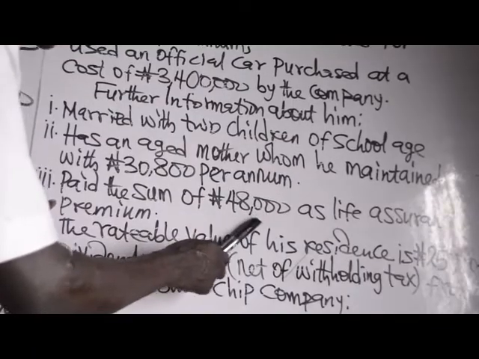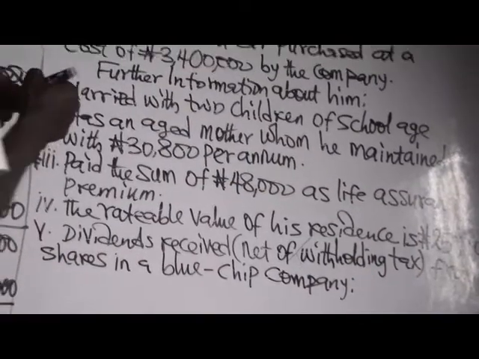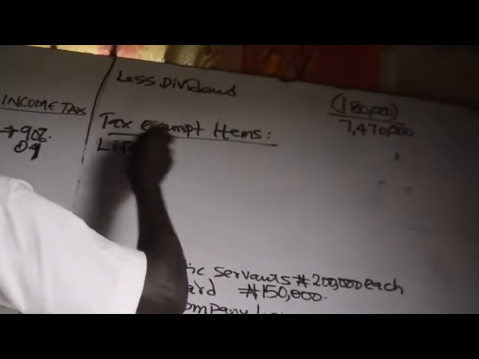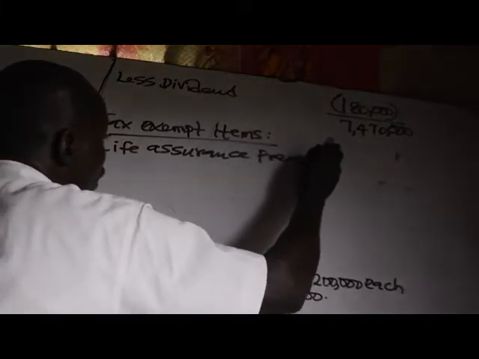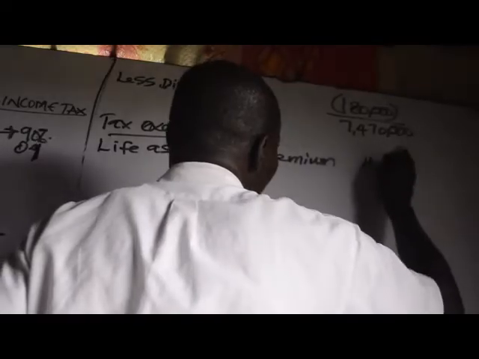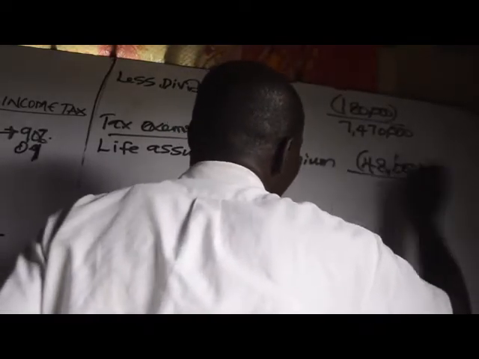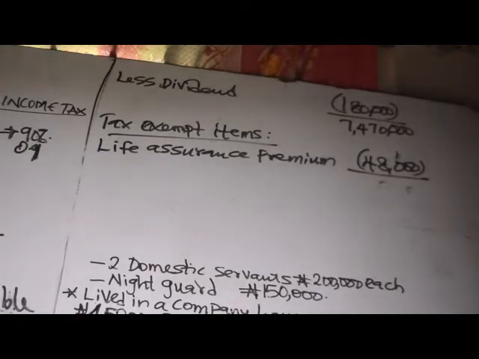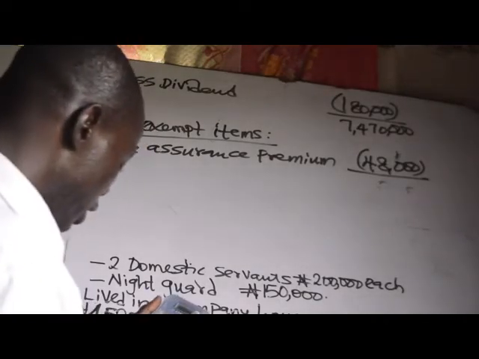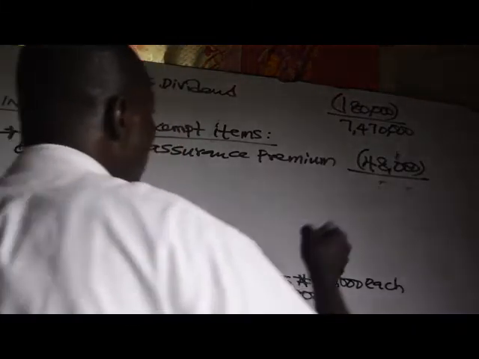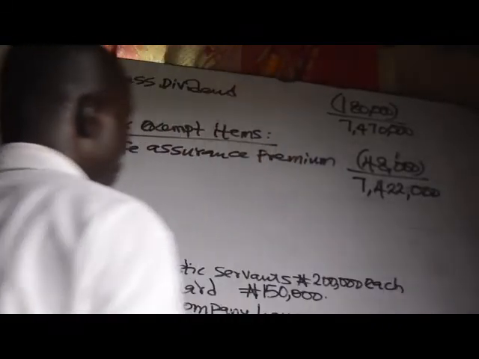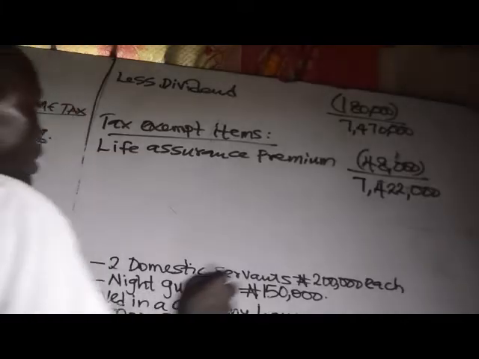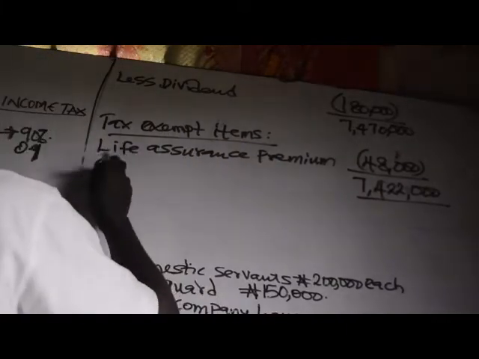Now, number one, we have paid the sum of 48,000 as life assurance premium. So we have life assurance premium of 48,000 that should be deducted. So if you now deduct the 48,000 from 7,470,000, then you have 7,422,000. This is our gross income.